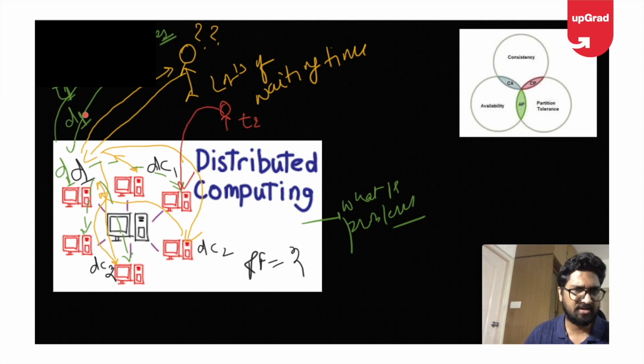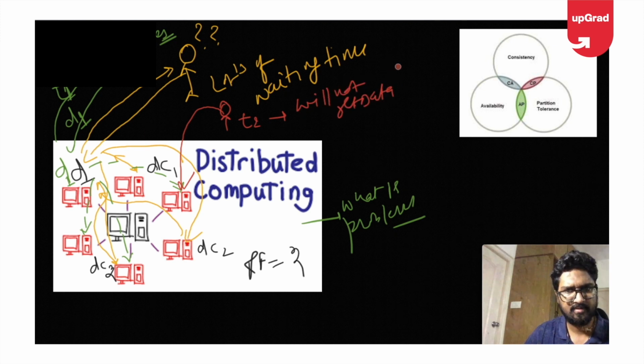Now between time t1 and t2, suppose this write has not happened yet. So this user will not get the data. And if that was an update query, it will not get the correct updated data.